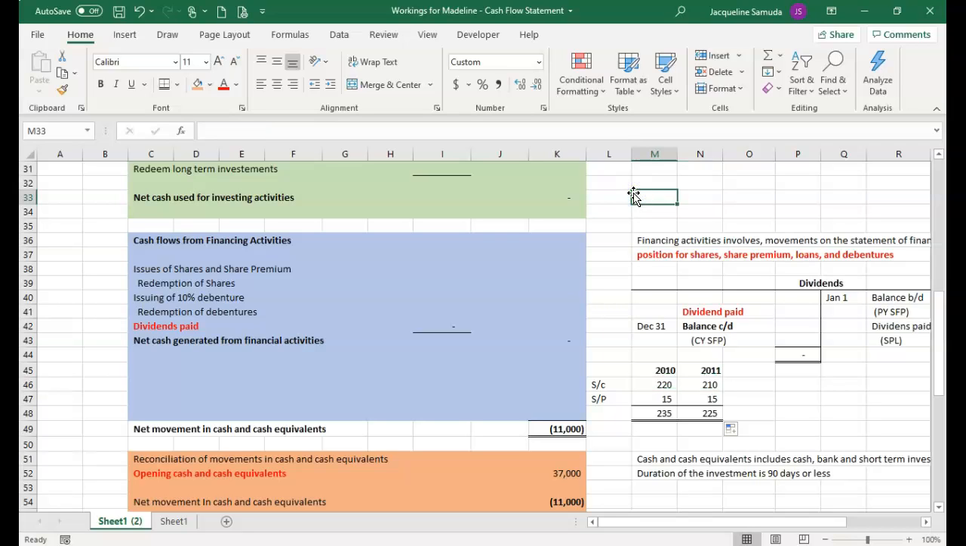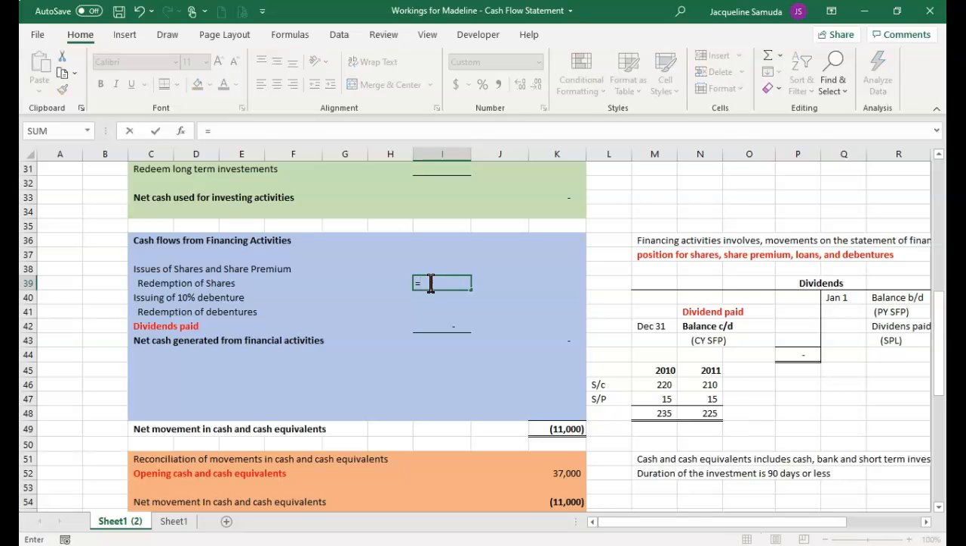So remember now, when they issue shares and share premium, we have a positive figure, and we know that shares were issued if the share capital and the share premium went up year by year. But in our question, the share capital went down. So what it means is that they went and bought back the shares that they initially issued. So by buying back these shares, which is what redemption is, they are using up money. So we're going to represent this by a negative.